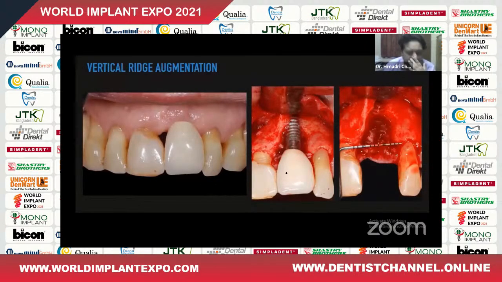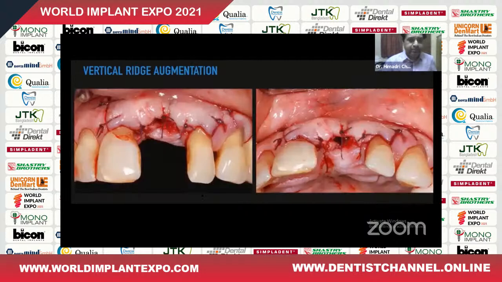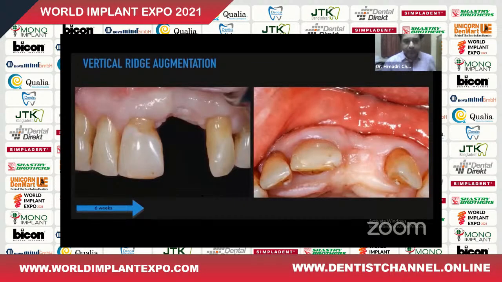The last one of this case is the vertical ridge augmentation, because we are approaching the time. I have promised Aditi to finish in 45 minutes and more. This is a case where a previous implant has been placed, which has failed. It's a peri-implantitis case. So when you have extracted this implant, you have landed up with a little bit of vertical augmentation requirement. Okay. So in this case, we have done a little bit of vertical augmentation. We have lost a little bit of horizontal tissue, but we have done it in 6 weeks.